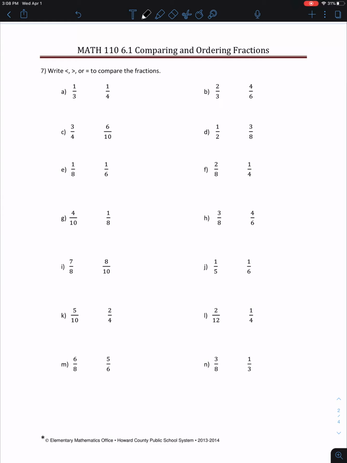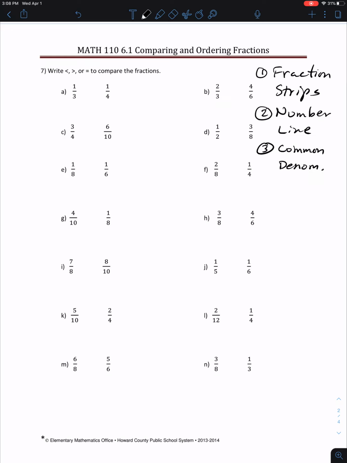All right. So for number 7, all they want us to do is compare these fractions and try to figure out whether they're less than, greater than, or equal to. Feel free to do these any of the ways that you want. You can use the fraction strips, the number line, or the common denominator. All 3 of them are going to work, so it's up to you which one you'd rather do.